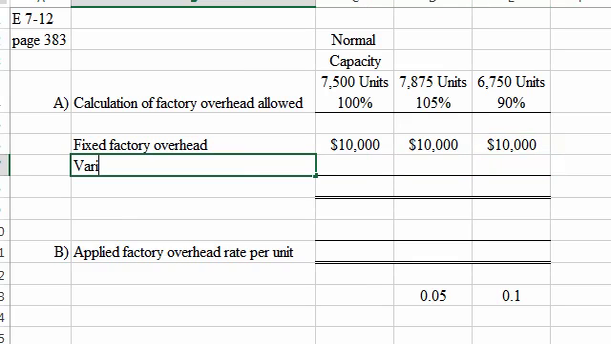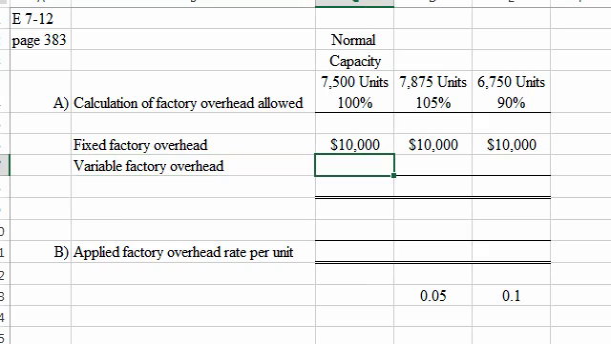Our variable factory overhead, surprised I was able to type that while talking to you. Okay, variable factory overhead at normal capacity is $15,000. But remember, variable overhead will change with the number of units produced. It'll increase if we go above normal capacity. It'll decrease if we go below normal capacity.